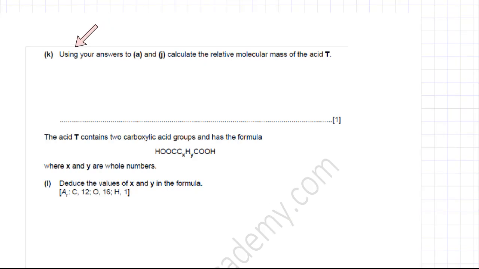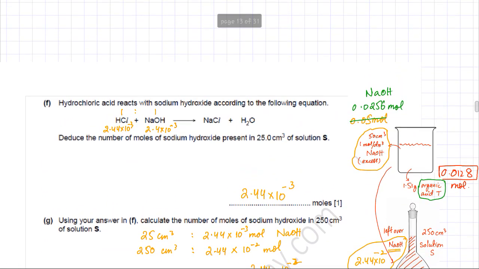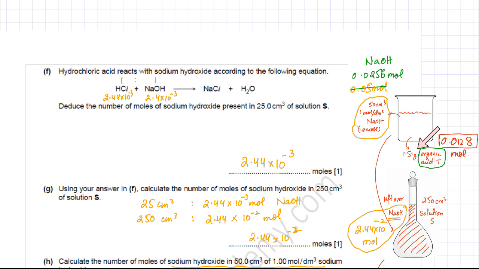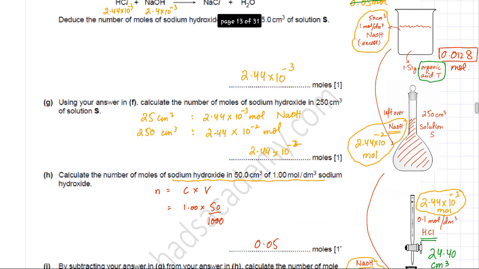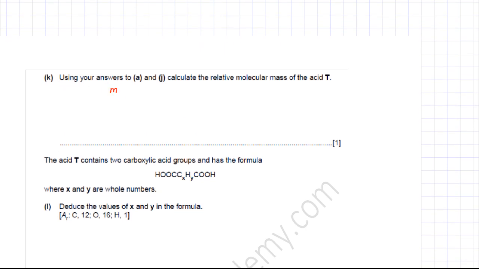Finally, in part K, using your answers to A and G, calculate the relative molecular mass of the acid T. Now this part A was the first thing. We now know 2 things about the organic acid T. They're both given over here. We know the mass, which is 1.51 grams, and we also know the moles of organic acid T, which are 0.0128 moles. So these 2 things are known, the mass and the moles.